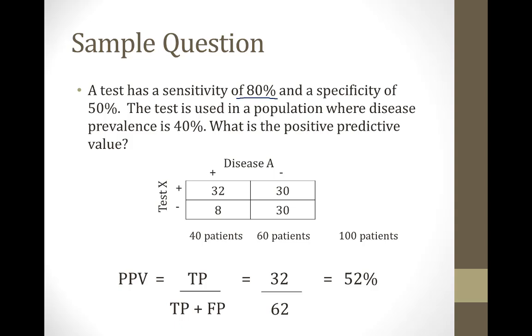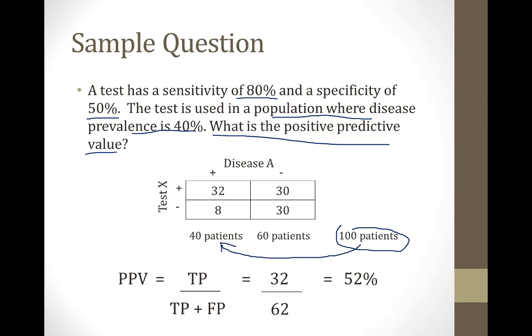Here's a sample of the type of question you could be asked about this. A test has a sensitivity of 80% and a specificity of 50%. The test is used in a population where disease prevalence is 40%. What is the positive predictive value? The first thing you always want to do in questions like this, where you're given prevalence, is create 100 imaginary patients and divide them up by the disease prevalence. The disease prevalence is 40%, so we're going to put 40 patients right here, and that represents the sum of all the disease positive patients in this column. The other 60 patients we're going to put right here, and that represents the sum of all the disease negative patients in this column.